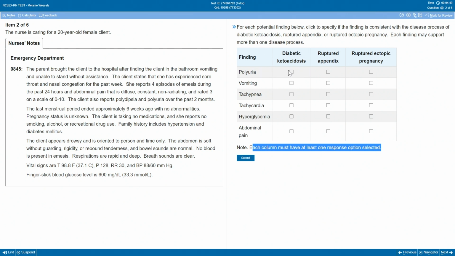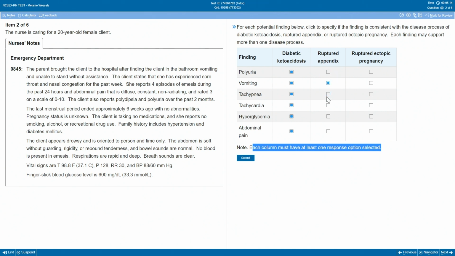So DKA, absolutely polyuria, that's very common. That's a good sign of DKA. Vomiting is common. They're definitely tachypneic because they're acidotic. Tachycardia for sure. Hyperglycemia, of course. And then they're having abdominal pain. That's common with DKA.